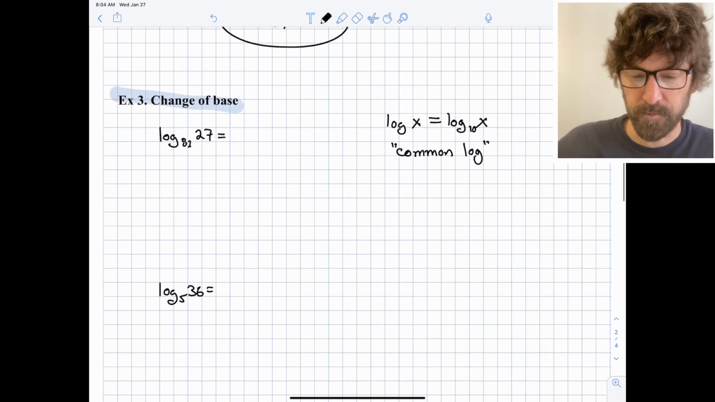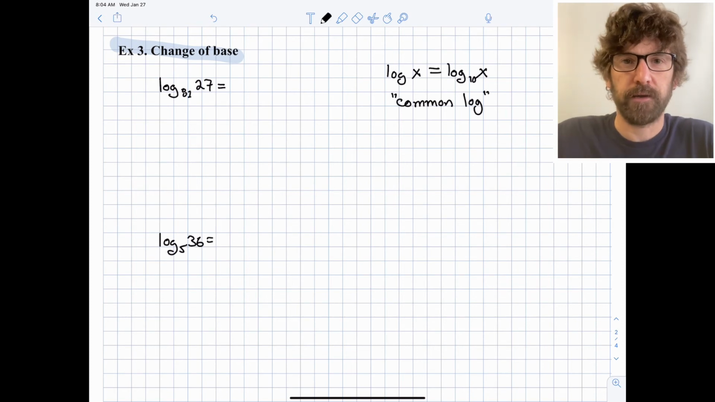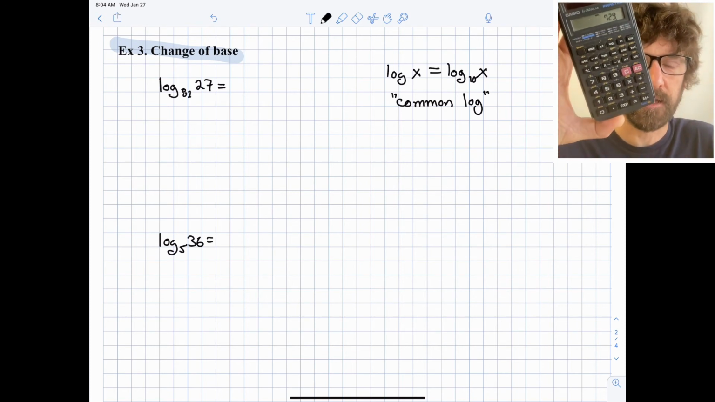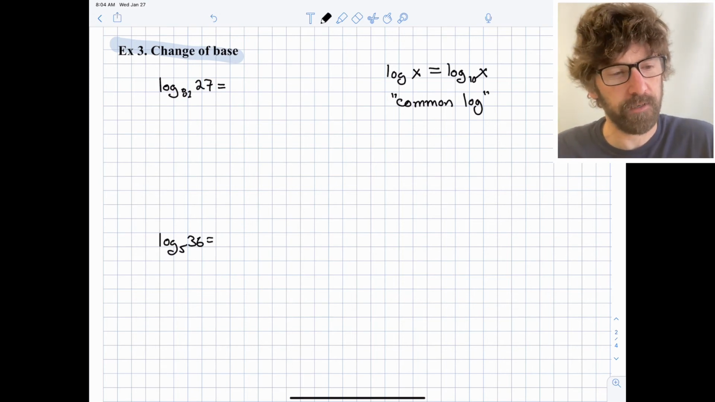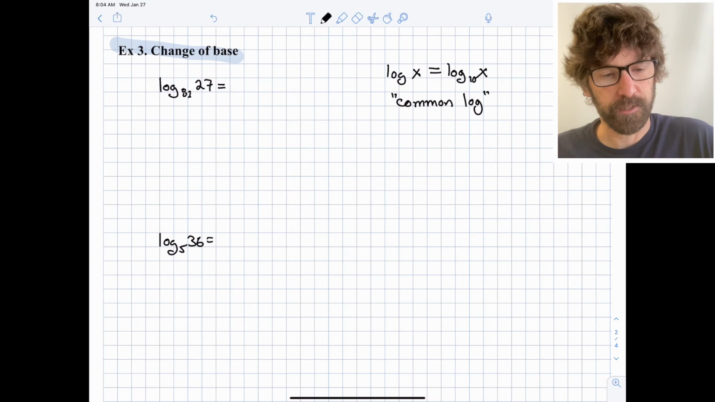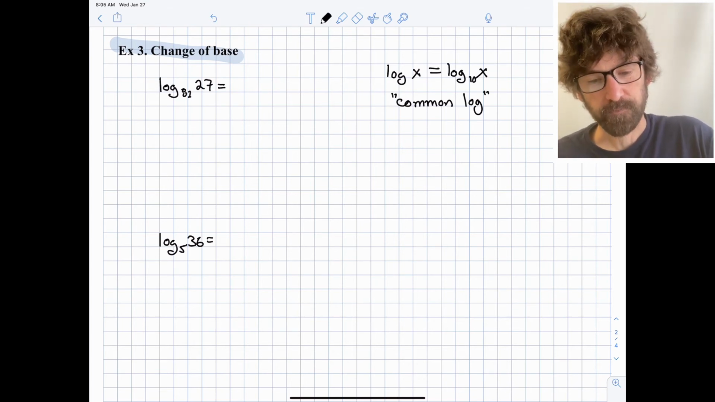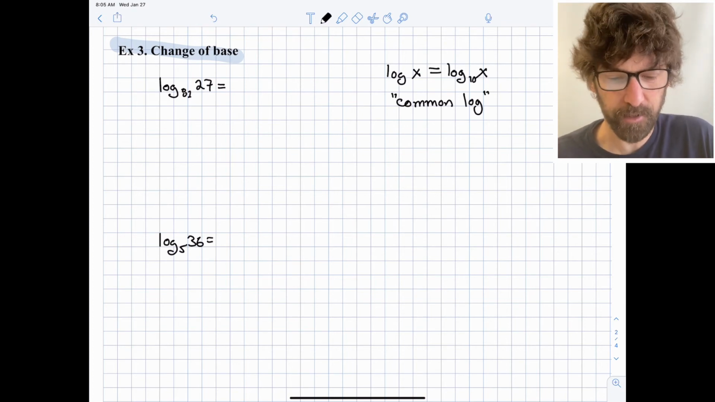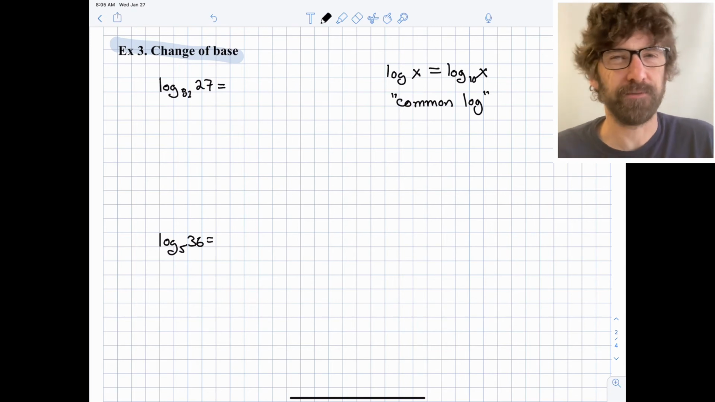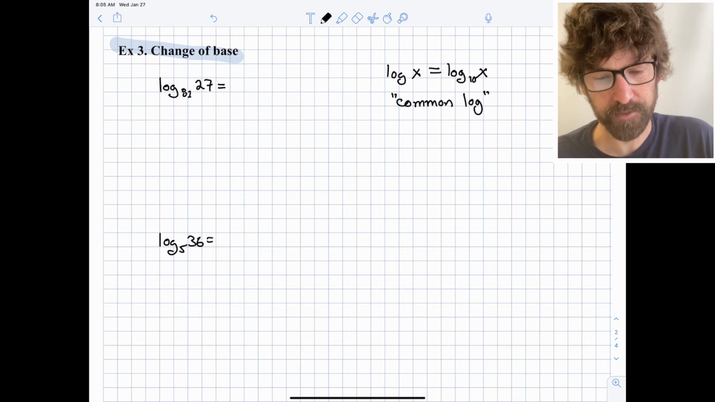Change of base is where it gets really, really useful, particularly when you're using a scientific calculator. I just have a very basic scientific calculator right here, that's all you really need. And you can do the change of base on it and do some pretty sophisticated math with it. So let me show you how to do this with a calculator and without needing to find a common base or any of our other tricks or methods that we have been using.